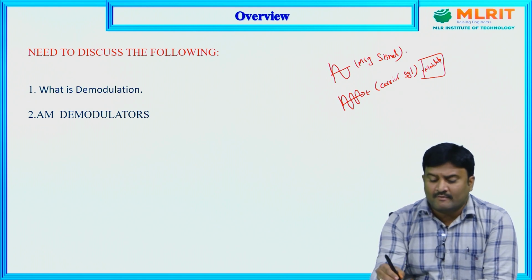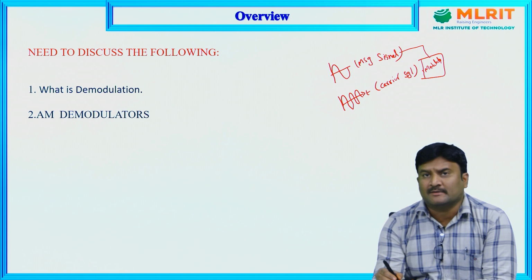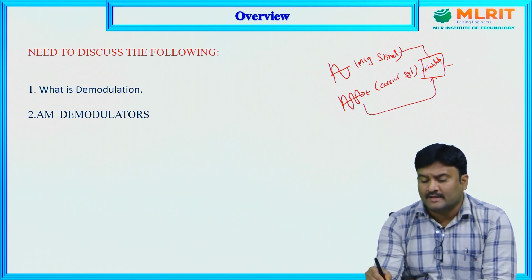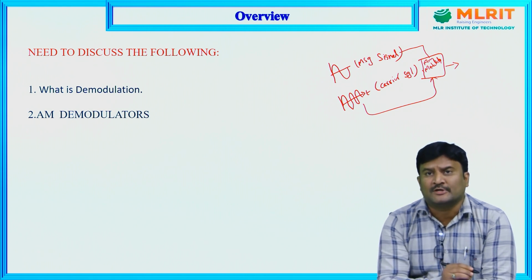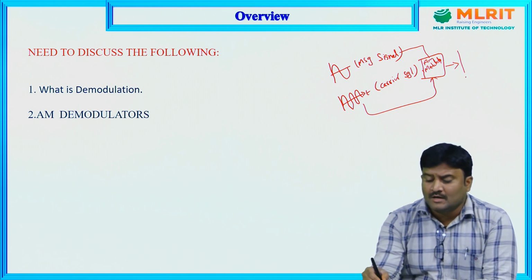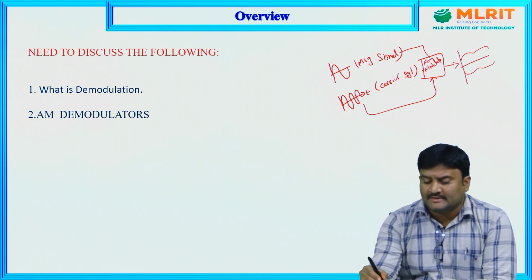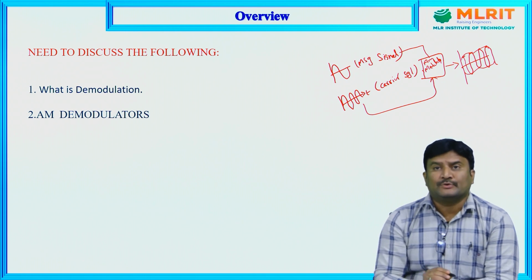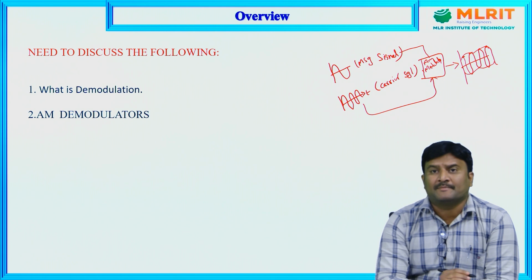Once this message signal is given to the modulator block and this carrier signal is given to the modulator block, this is the AM modulator, nothing but the amplitude modulation modulator. The output should be, for example, this is the message signal. The amplitude of the carrier signal is varied according to instantaneous values of the message signal. Here the instantaneous values are nothing but amplitude levels. That's why it is called amplitude modulation.